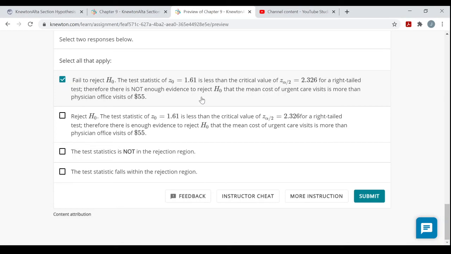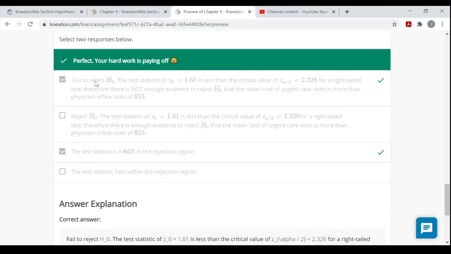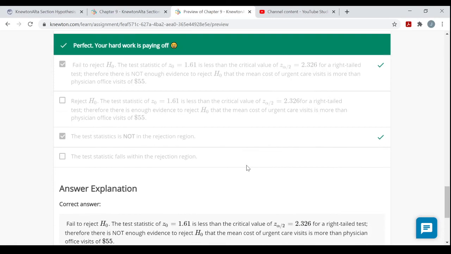All right, so we would keep the null hypothesis that the mean is 55, and we wouldn't accept the claim that the mean was greater than 55. Yeah, and the test statistic does not fall within the rejection region. So those two go hand in hand. The fail to reject and the test statistic does not fall in the rejection region, those go hand in hand. And the reject the null and the test statistic falls within the rejection region, those go hand in hand as well.